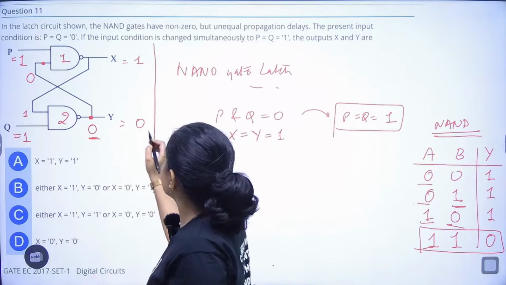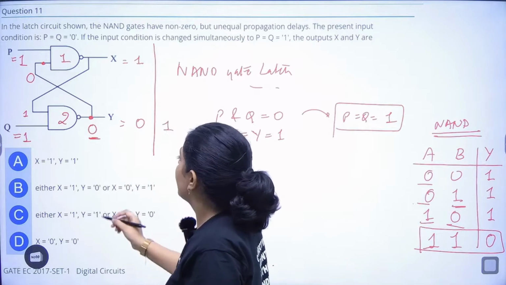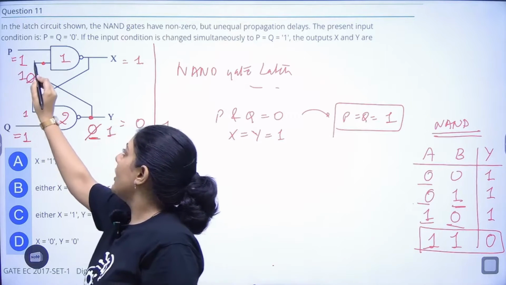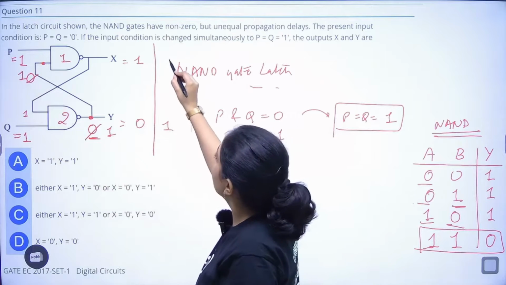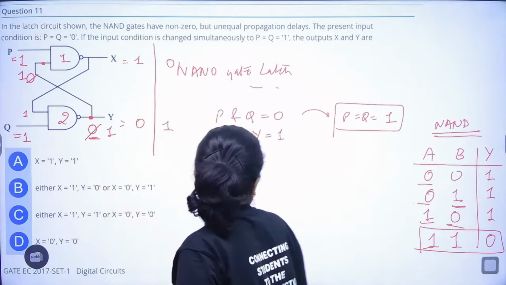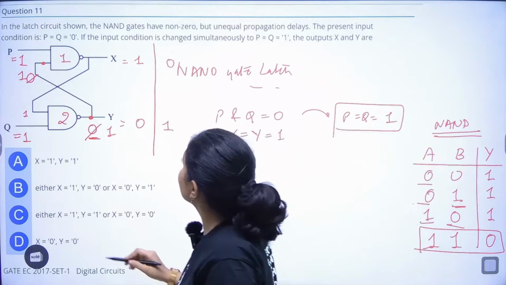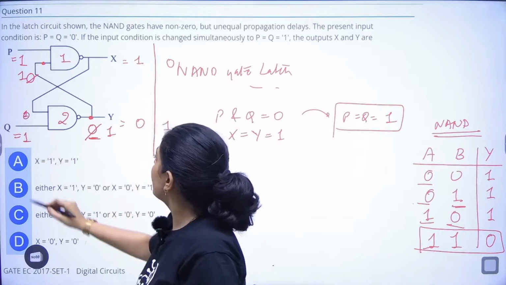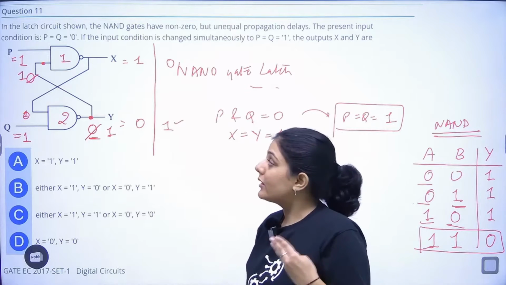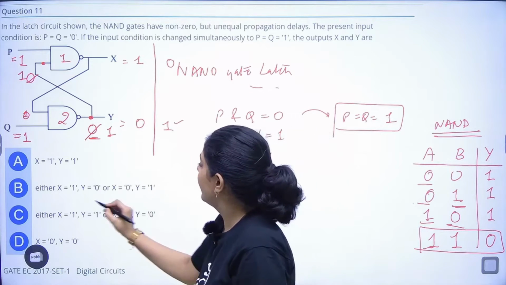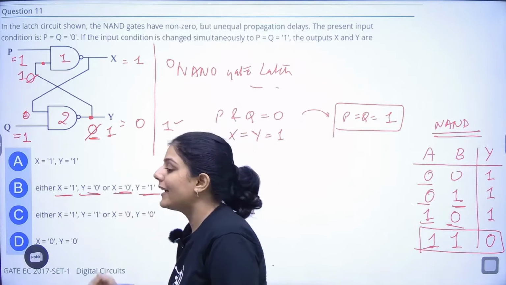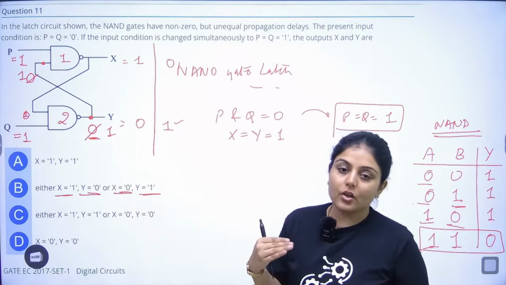If we take another case, instead of this 0, if I am taking it as 1, this will be 1. 1 and 1 will be equal to 0, right? And there 0, 1 and 1 will be equal to 0, and here 0 will be carried here. This 0, 0 and 0 will be equal to 1. This is also true, right? Both the cases are stable. So either x is equal to 1 and y is equal to 0, or x is equal to 0 and y is equal to 1. Either of the situations is true.